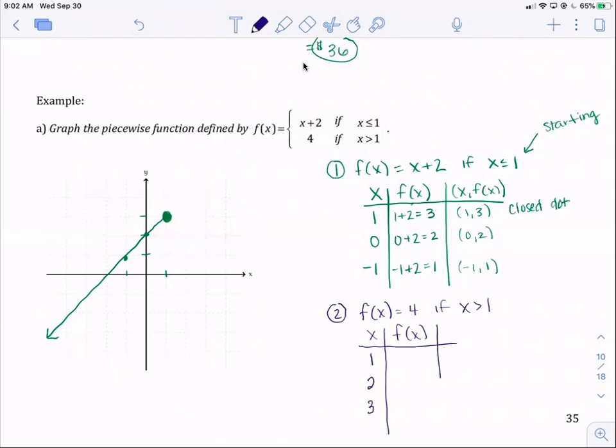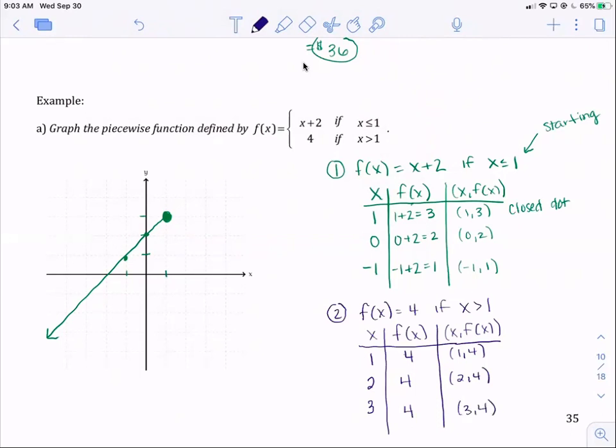So if we plug into our function, we're always getting out 4 because there is no variable to plug in. So when x equals 1, f of x equals 4. When x equals 2, f of x equals 4. And for 3, we also get 4.